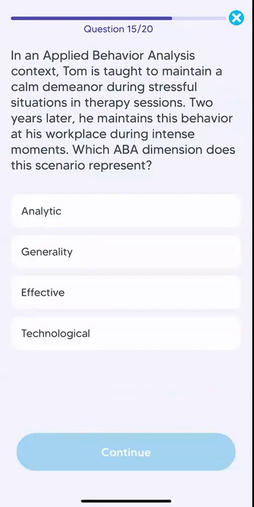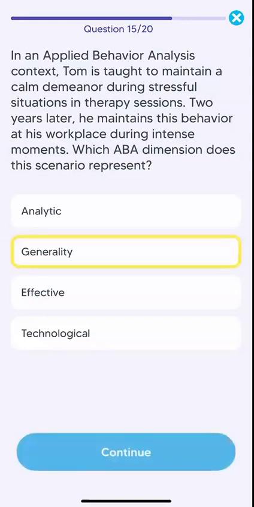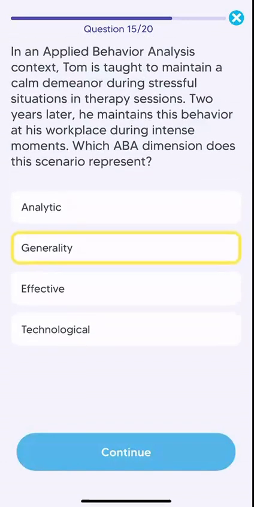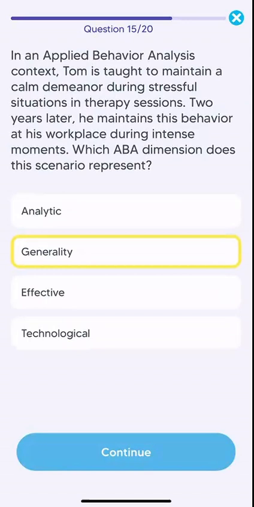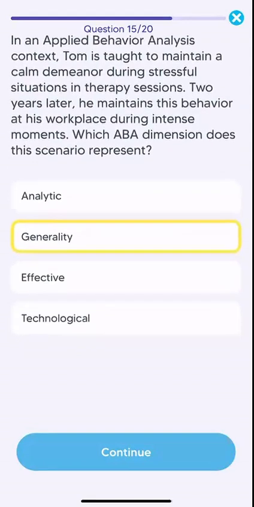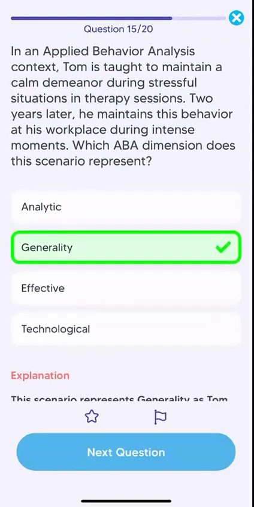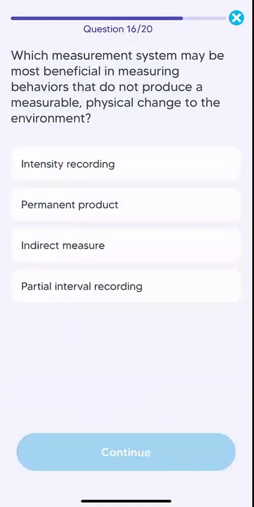Tom is taught to maintain a calm demeanor during the therapy session. Two years later, I think this is generality, because he did it in the session, then he did it at work. He maintains his behavior at his workplace during intense moments. So generality, effective? Yeah, check. Yes, we are correct.